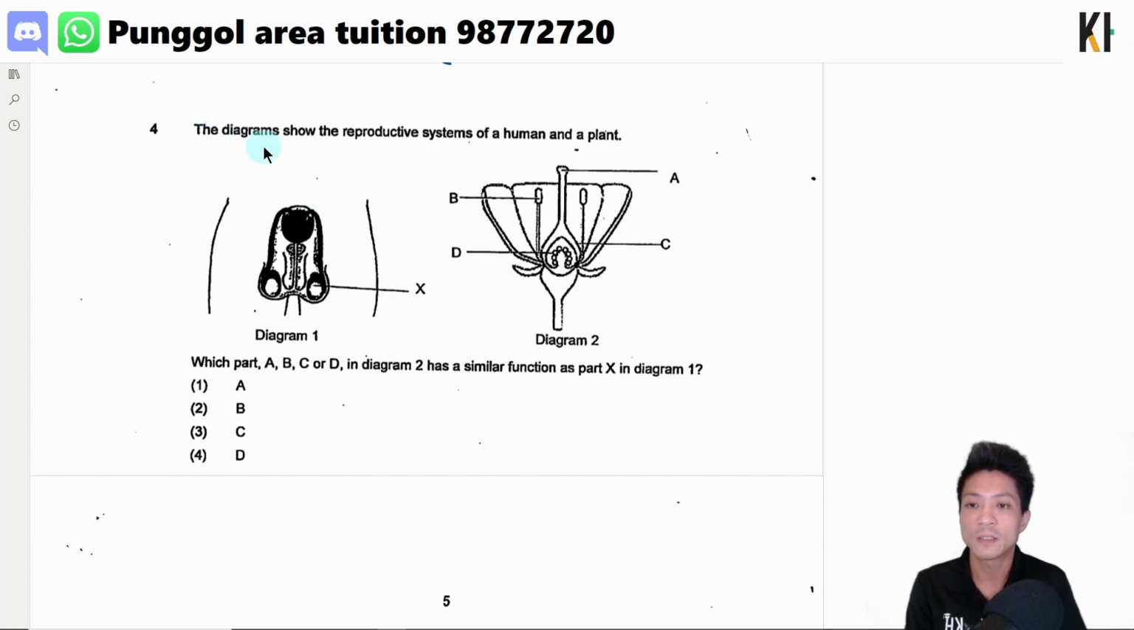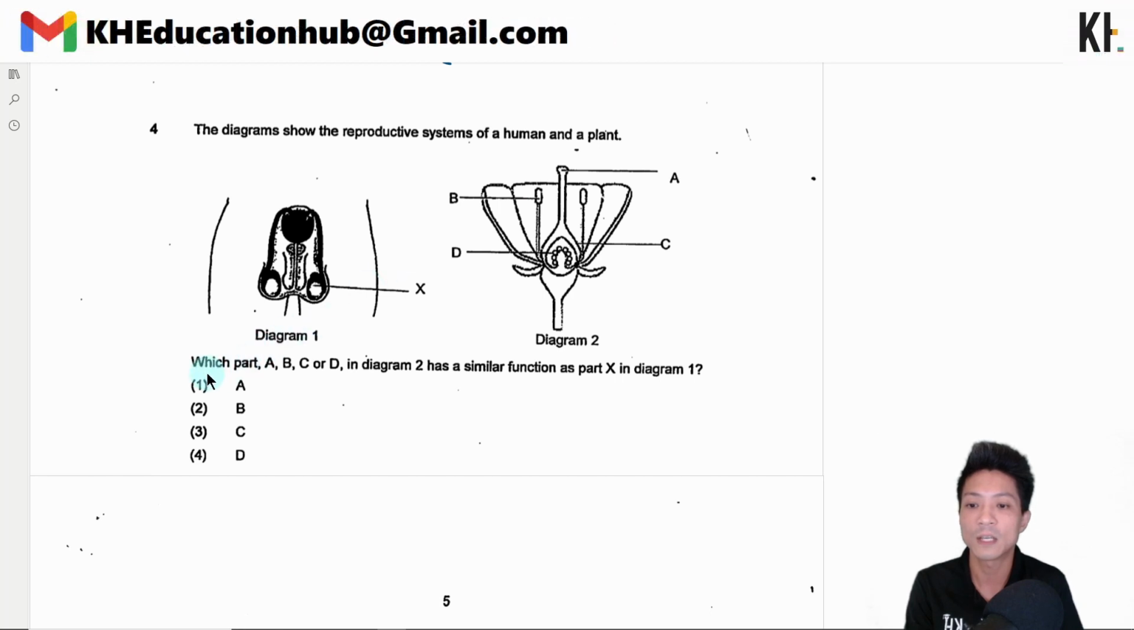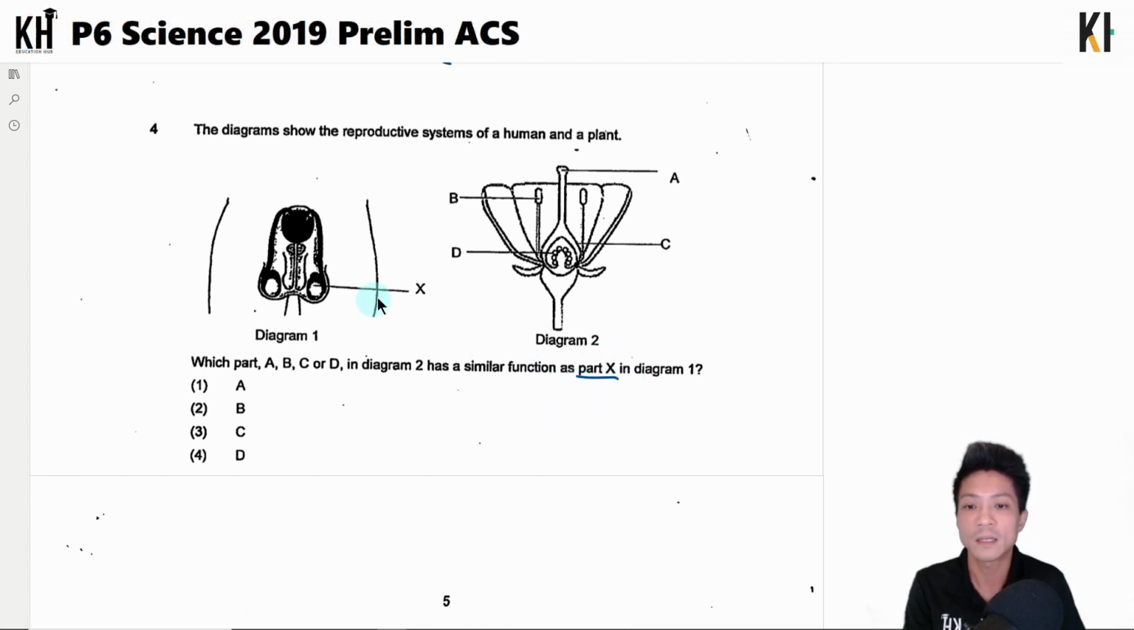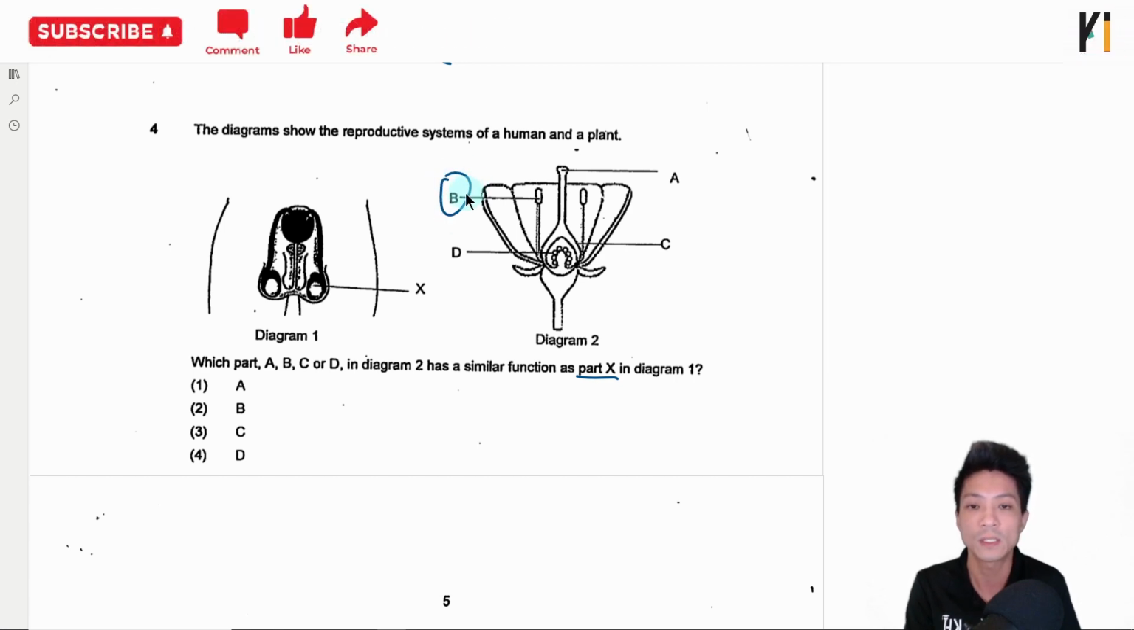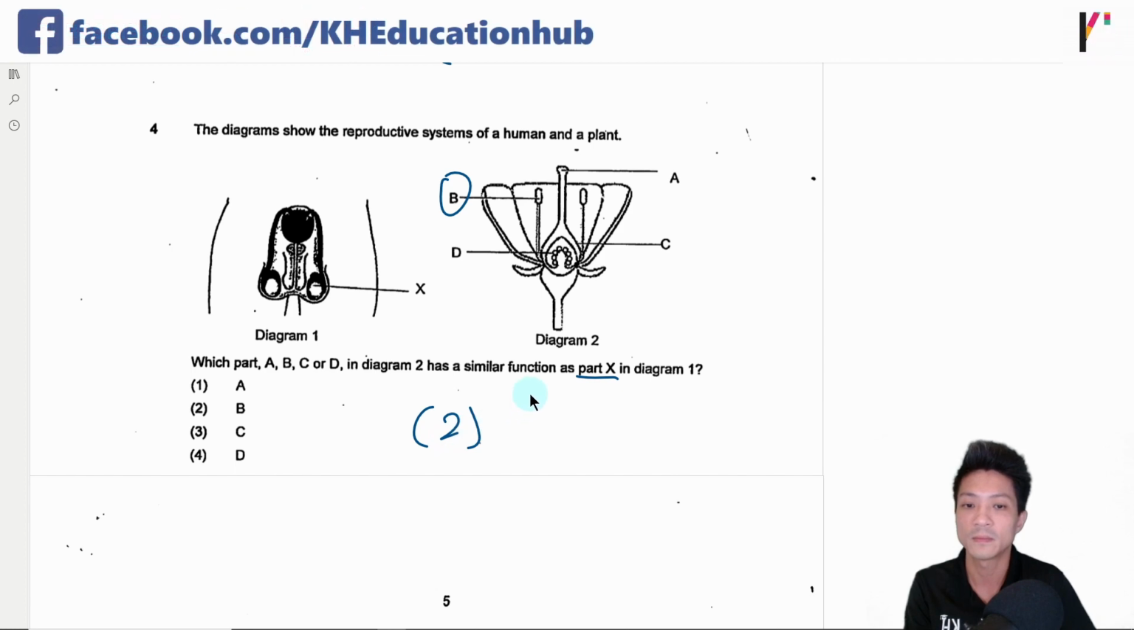Question 4. The diagrams show the reproductive systems of a human and a plant. Which part, A, B, C, or D, in diagram 2 has a similar function as part X in diagram 1? Part X is the testis, which produces the male reproductive cell. So in diagram 2, B is the part that produces the male reproductive cell. B is the anther. And so the answer will be number 2.